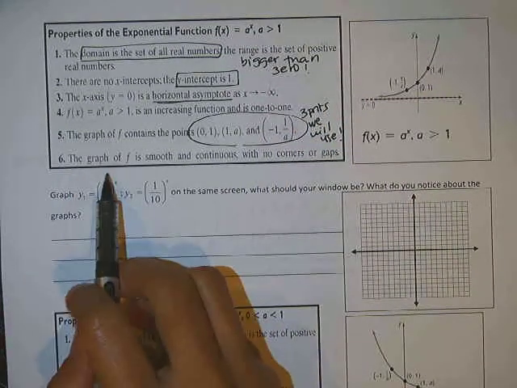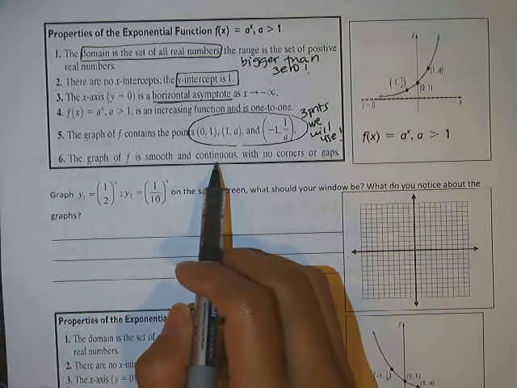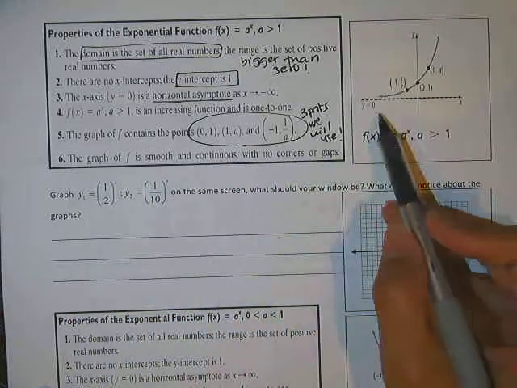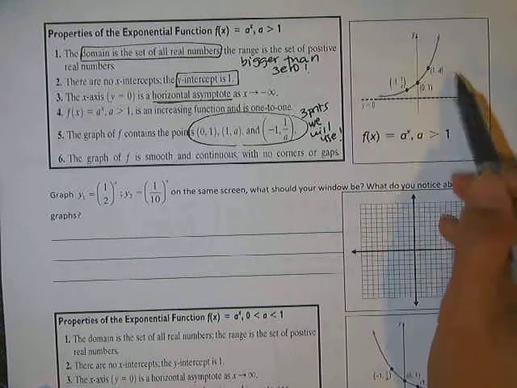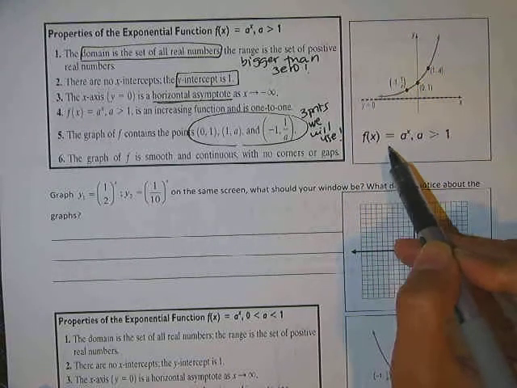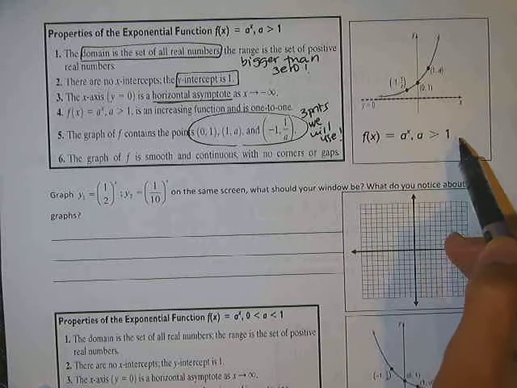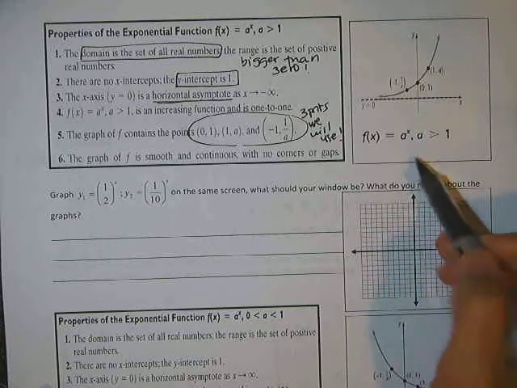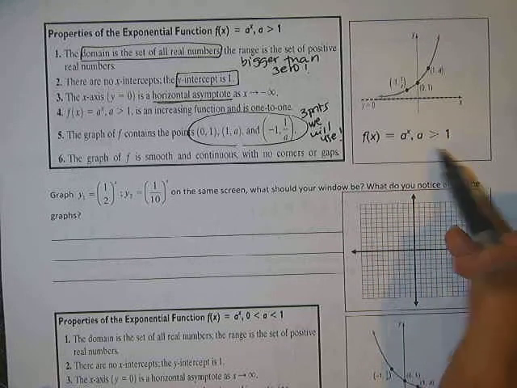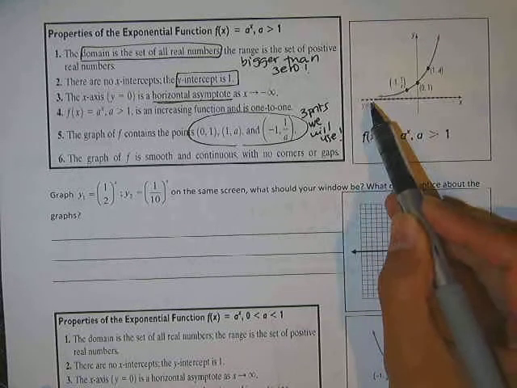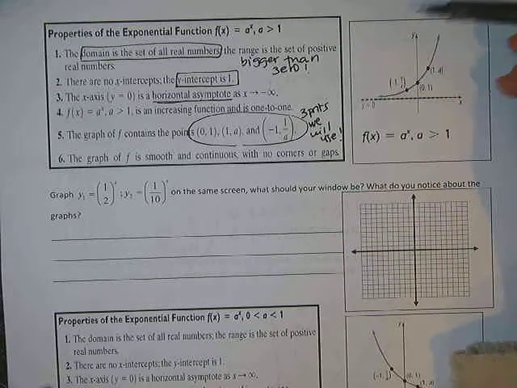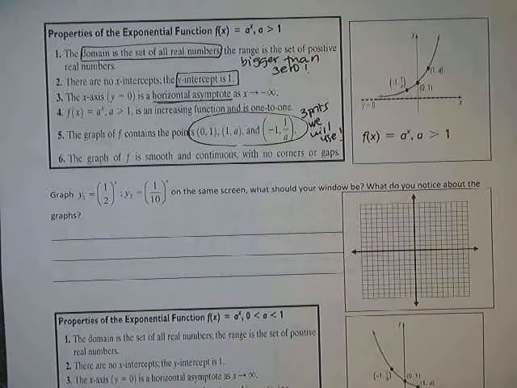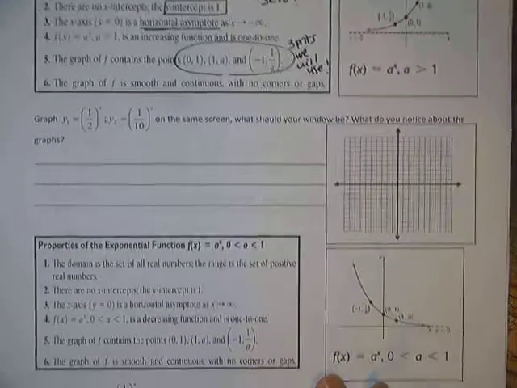Number 6. The graph of f is smooth and continuous because it's a function. That's the definition of a function, with no corners or gaps. Okay? So this is a quick sketch of the equation y equals a to the x, where a is greater than 1, which can be 1.1 to the x, 2.5 to the x. It doesn't matter what it is as long as it's bigger than 1. The domain is always all real numbers. The range is only positive. There's a horizontal asymptote at y equals 0. Okay? Alright.